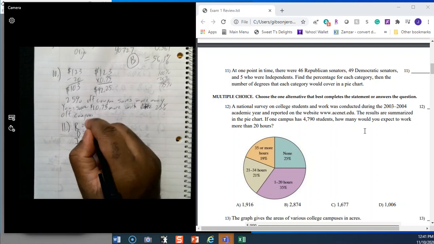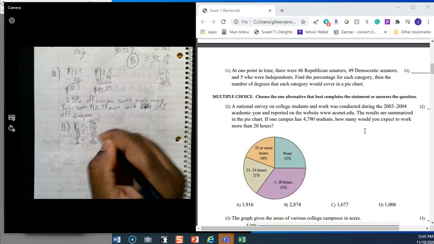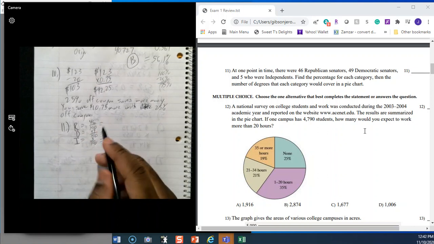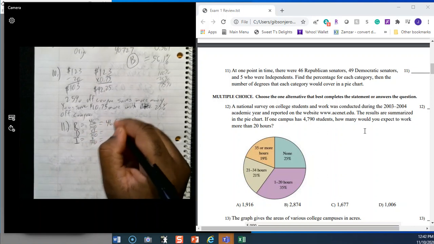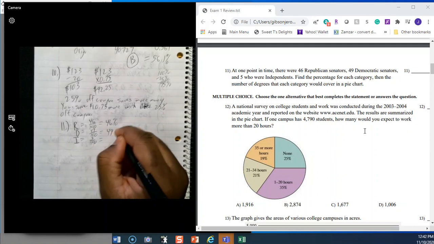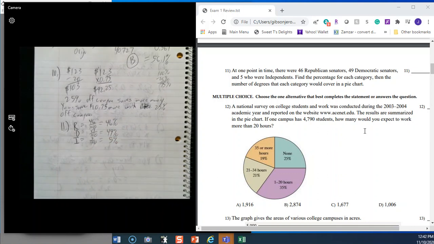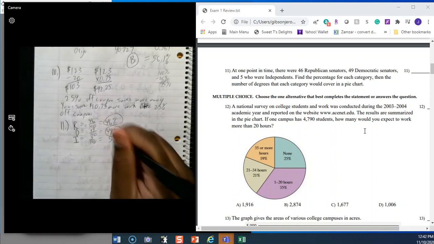So the Republican will be 46 over 100, the Democrat will be 49 over 100, and the Independent will be 5 over 100. 46 over 100 is just 46%, because percent means divided by 100. 49 over 100 is 49%, and 5 over 100 is 5%. Okay, those are the percentages. Now they want us to find the degrees of each. So we have our percentages. I'm going to circle those.